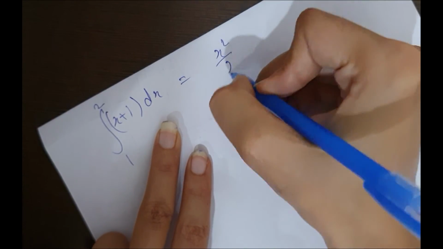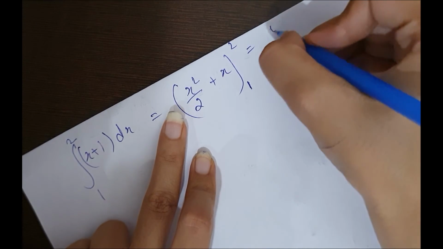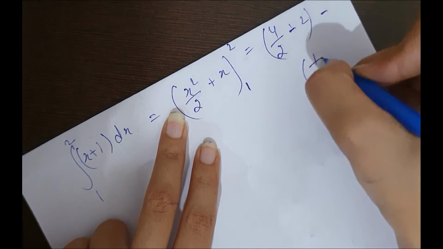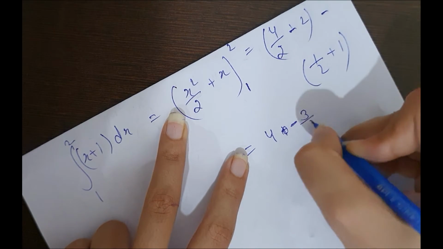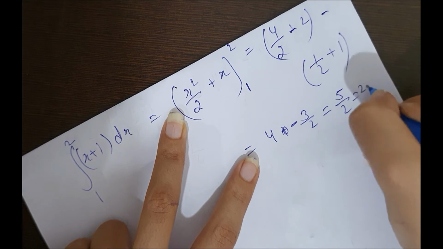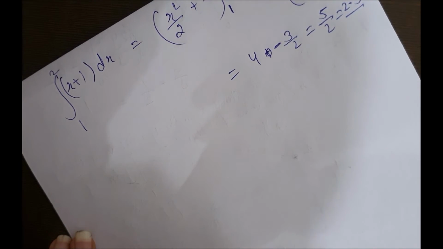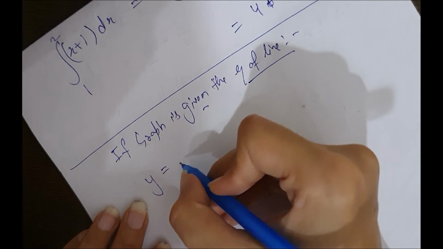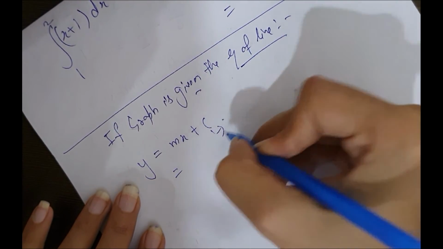This is x square by 2 plus x, from 1 to 2. This will come out to be 4 by 2 plus 2 minus 1 by 2 plus 1, that is 4 minus 3 by 2. This will come out to be 5 by 2, which is 2.5. I taught you how to get the slope of a line. If a graph is given, then how do we get the equation of a line? That I told you: y is equal to mx plus c. It means that c is the y intercept.